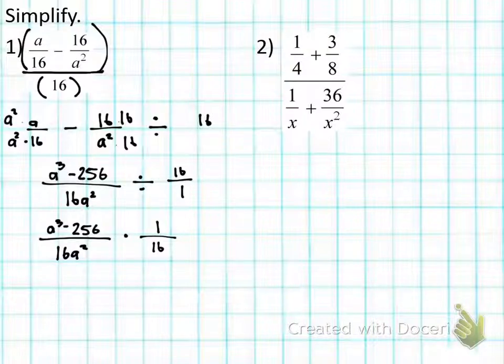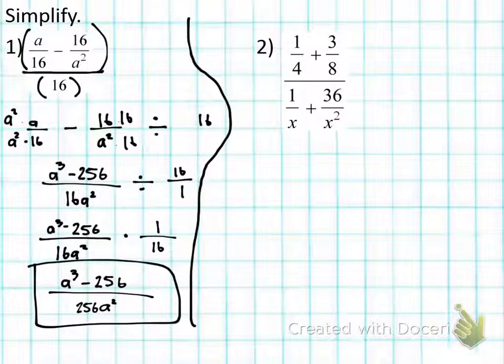So now I'm just going to multiply across. We got a cubed minus 256 times 1 is going to be a cubed minus 256. 16a squared times 16 is 256a squared. And that's it. That's how you do number 1. For the sake of time today, I'm not going to do the excluded values. Okay. But in this case, we do have excluded values. a cannot equal 0, of course. Okay. That's it for number 1. Questions on number 1?